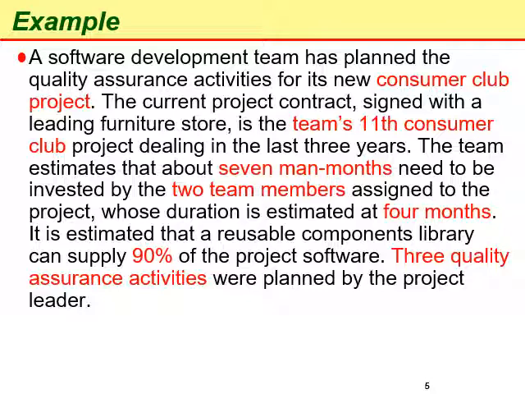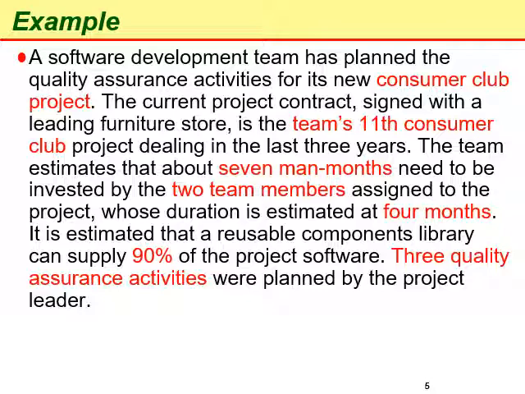The team estimates that about 7 man-months need to be invested by the two team members assigned to the project, whose duration is estimated at 4 months. It is estimated that a reusable components library can supply 90% of the project software. So, three quality assurance activities were planned by the project leader. There are some important facts here to understand.